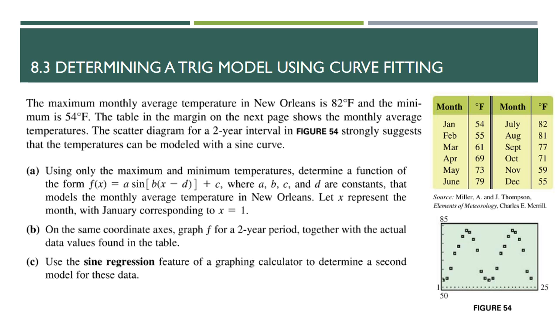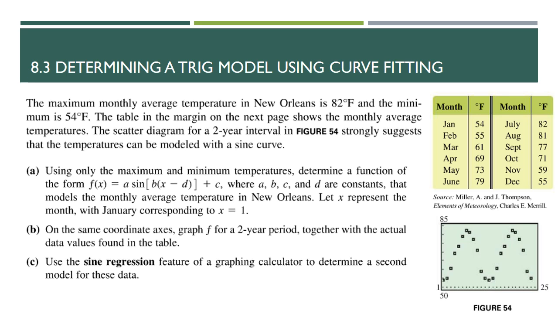So if you read over this problem, we have the maximum monthly average temperature in New Orleans is 82 degrees. The minimum is 54 degrees. You have a table there showing the monthly average temperatures. And then you have a scatter diagram or scatter plot. And it looks like it could very well be a sine curve. So we're going to see if we can find a sine curve that will fit it.